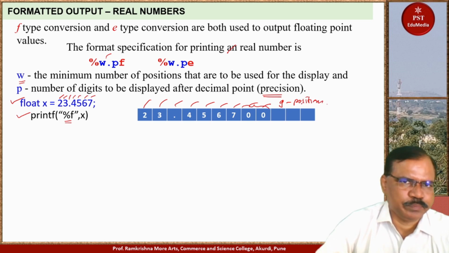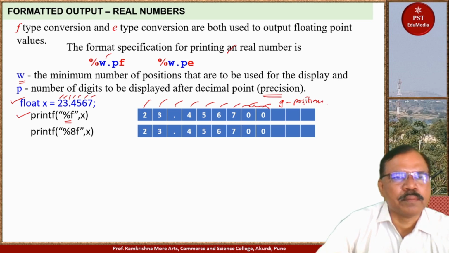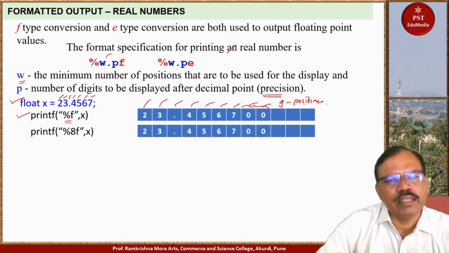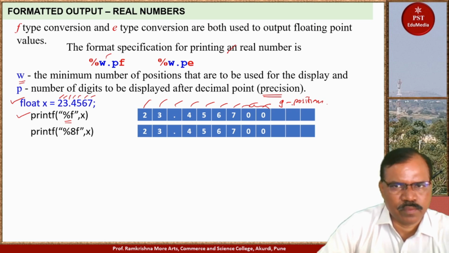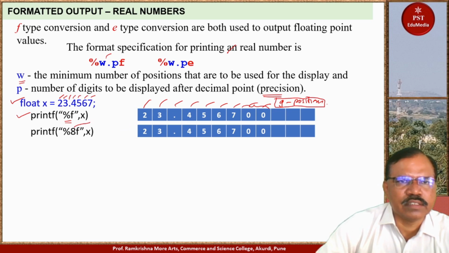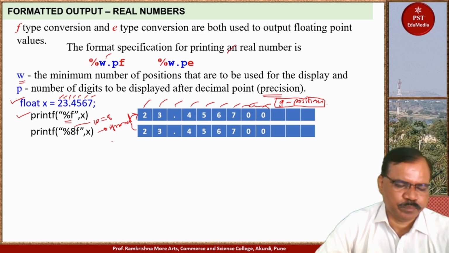But if we take here printf in double quotes %8f, x. Now what happens here? How many positions are required? 9 positions or places are required. But here the width is only 8, so it is simply ignored, and it is printed like this.